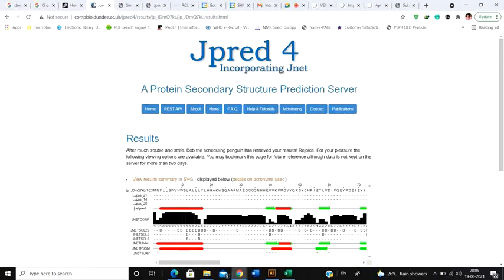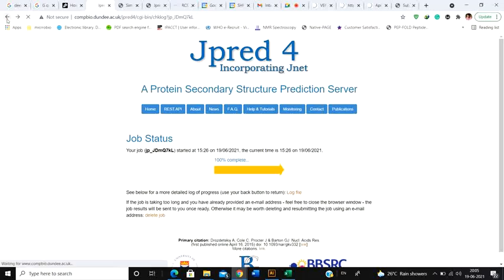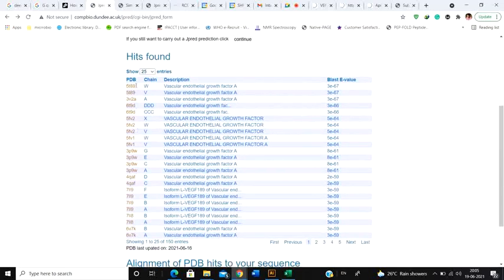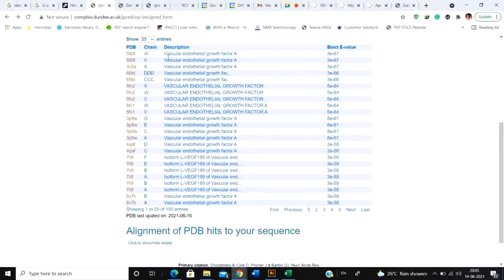And how will that happen? Suppose you have uploaded this particular protein. Before you get to that site, it was actually showing you these PDB IDs, right? This means that this particular protein is very similar to the vascular endothelial growth factor A, B, C, like that.